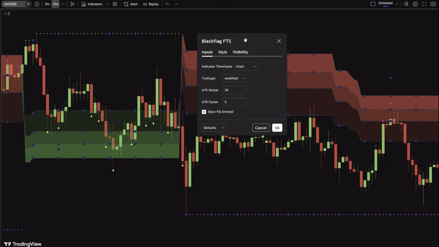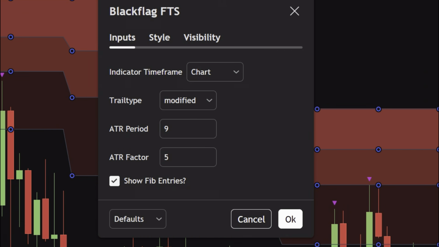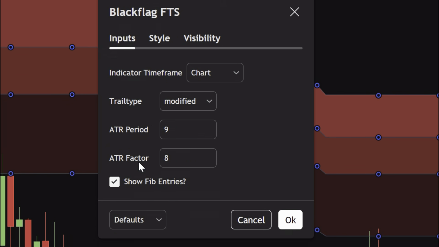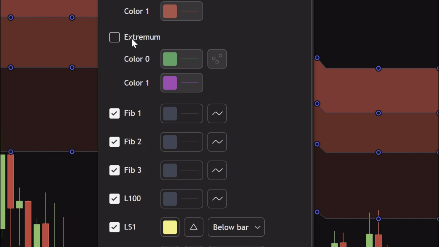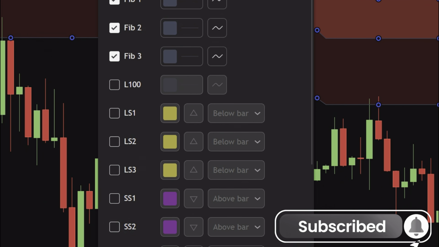So here's what you do. ATR period set to 9. ATR factor set to 8. Then go into the Style tab and enable only the FIB options and the tree plot options. Everything else, turn it off. Visual simplicity is how you survive in the financial markets.